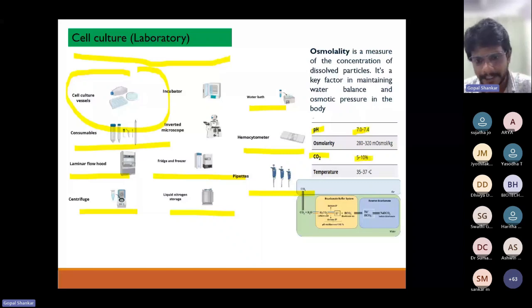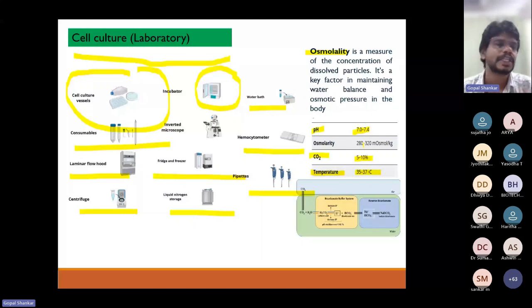That is basically supplied by the cylinder in this particular incubator. Then you need temperature. We need a temperature around 37 degrees. That is basically your human body temperature. And there is one more thing that is also called your osmolality, which is basically 280 to 300 osmoles per kilogram, which is basically trying to measure the concentration of dissolved particles in the particular media. And this is very important for maintaining the osmotic pressure.